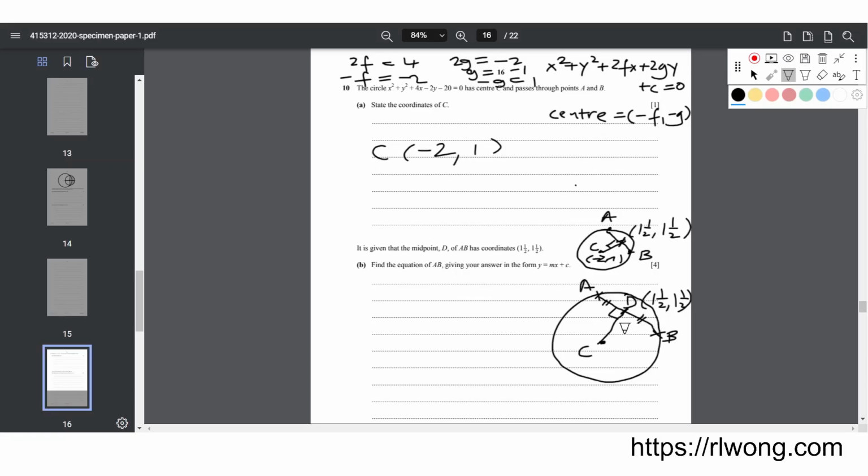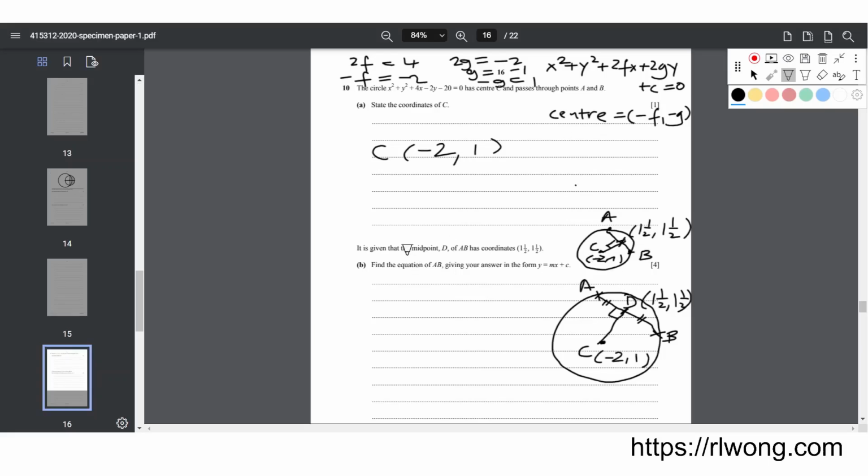So in other words, we can make use of this concept to find the equation of the line AB. So firstly, I know the point C, which is (minus 2, 1). So I can find the gradient of CD. Next, I know CD is perpendicular to AB, so I know the gradient of AB. Now I know the gradient of AB. To find the equation of the line, I just need another point. So I know that apart from A and B that lie on this line AB, D also lies on the line. So I can make use of this point D to find the equation of AB.